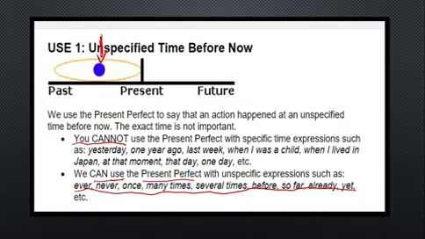No puedes usarlo para expresiones como ayer, bueno, yesterday, one year ago, last week, etc. Pero sí lo puedes usar para expresiones como ever, never, once, many times, several times, before, so far, already, yet, y otros.